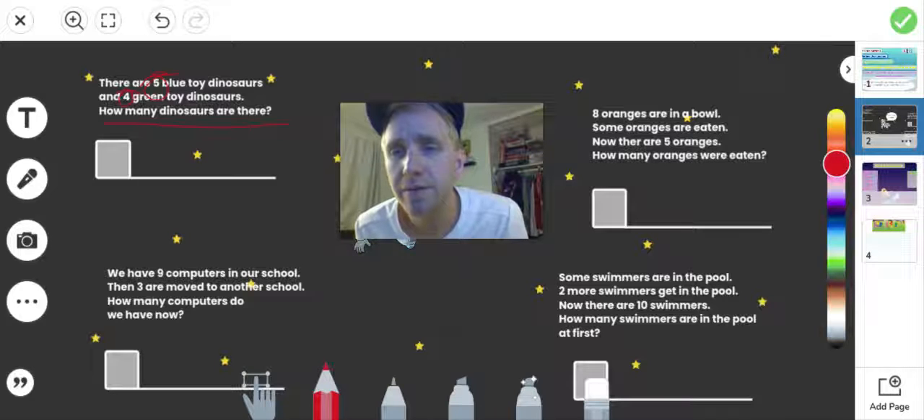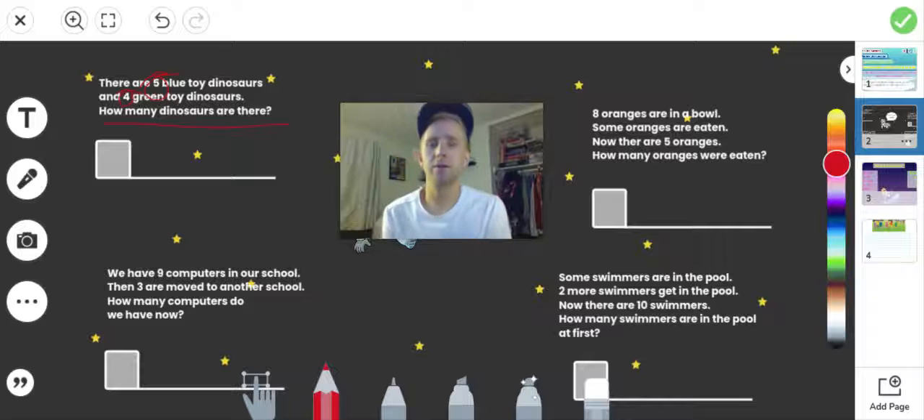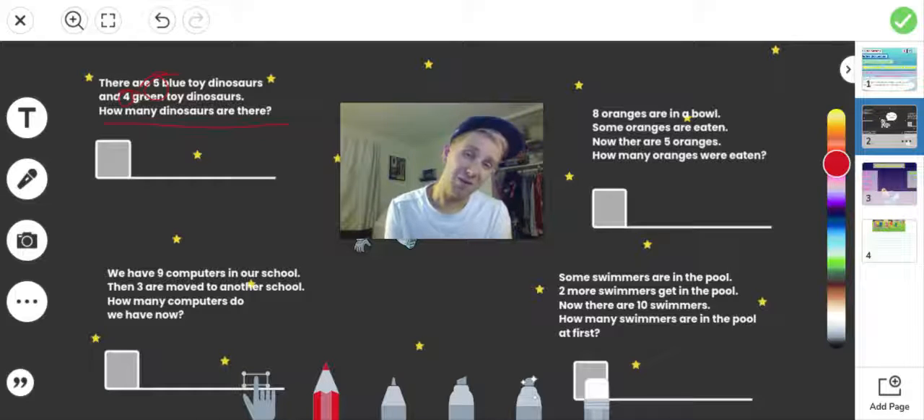There are 5 blue toy dinosaurs and 4 green toy dinosaurs. How many dinosaurs are there? Well, when I think about this story, it sounds like it might need me to figure something out while putting those two dinosaur numbers together. So I think I might know what my math action word is. It's not exciting, but it told me what I'm doing.